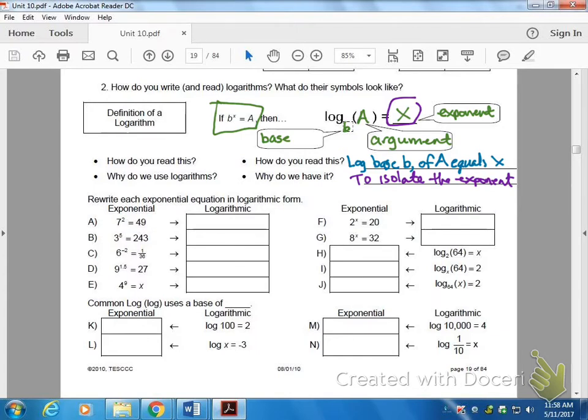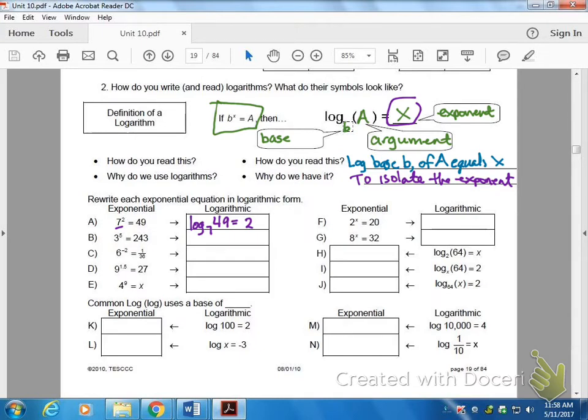I'm going to come over here. I have 7 to the second power equals 49. So I'm going to write my log. My base in this case is the 7. My answer was the 49. And what was the exponent? The exponent was a 2. So your log is the exponent. I'll do another one.